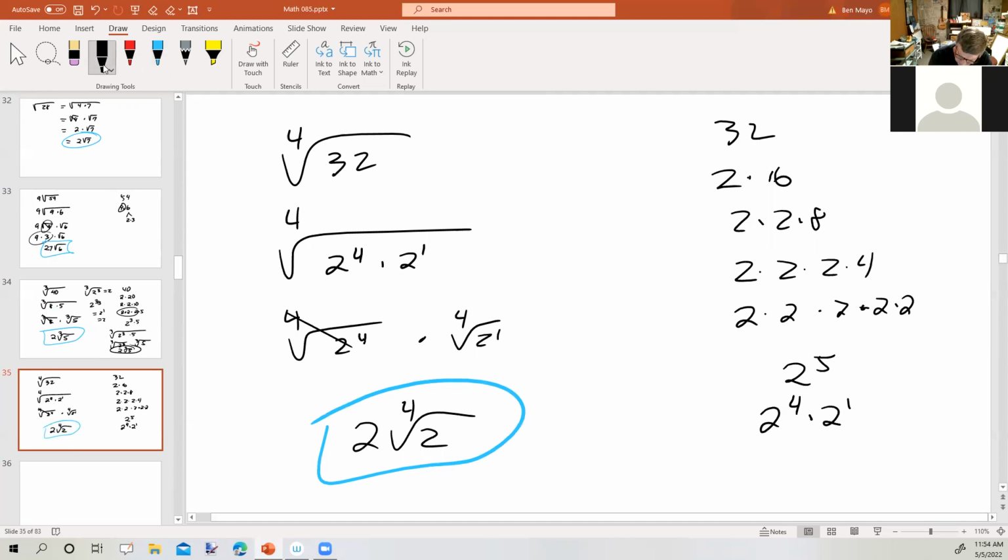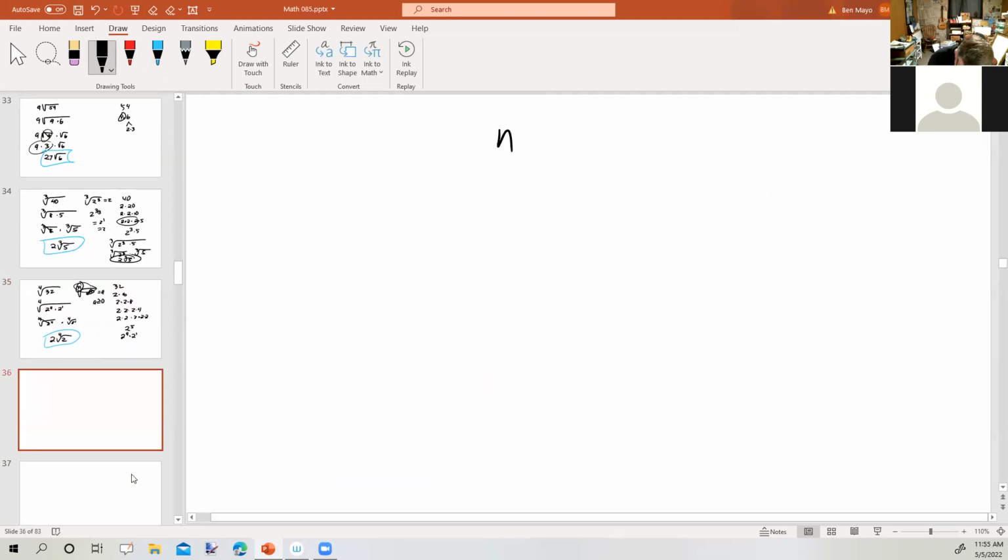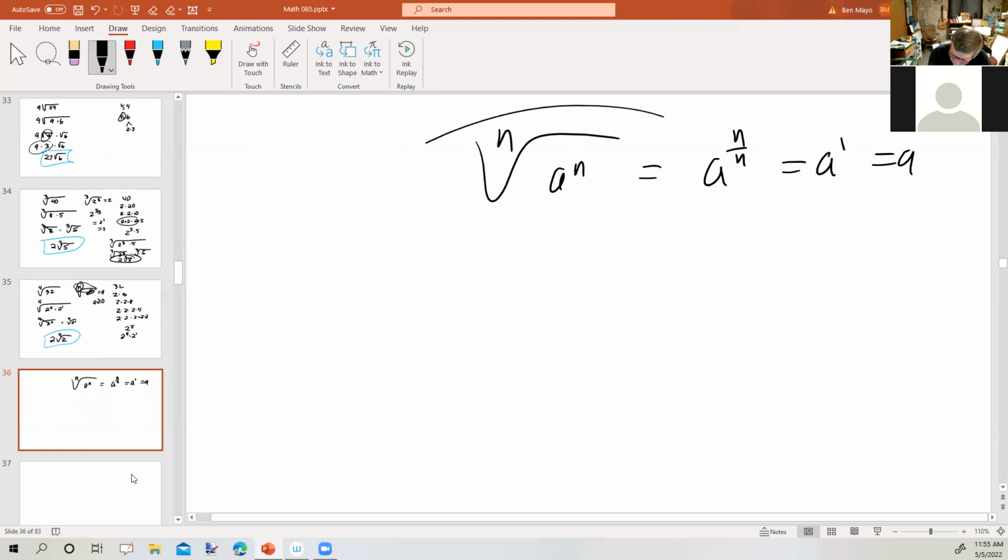This brings up another rule, and that is the nth root of a to the n equals a if a is greater than or equal to 0. What am I saying there? That if the index matches the exponent inside and the base is not a negative number, these two have the effect of reducing out, because think of it this way. The nth root of a to the n would be a to the n over n, which is a to the 1, which is a. Okay, we're going to use that a lot.